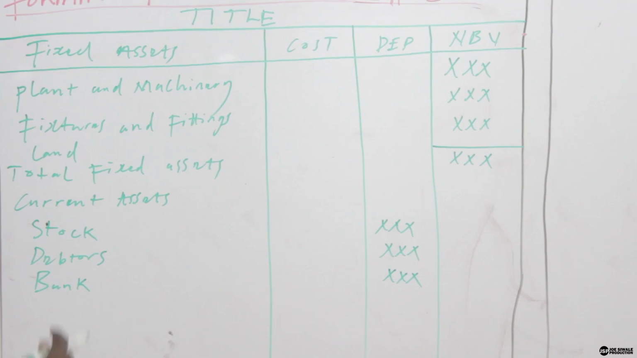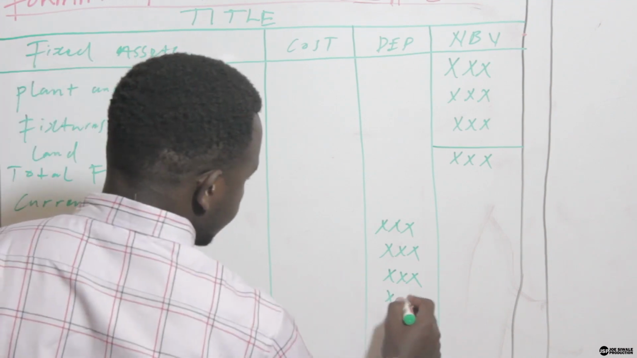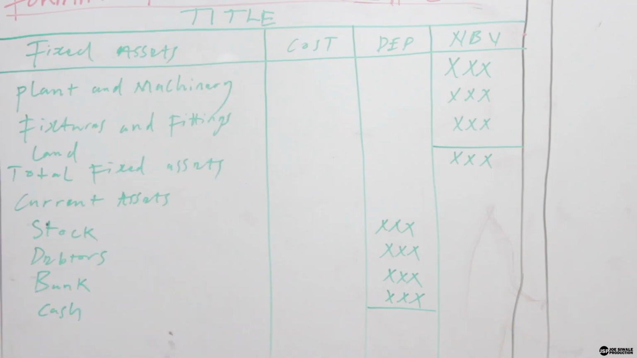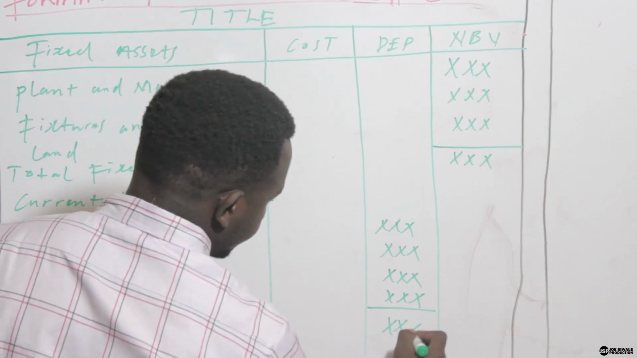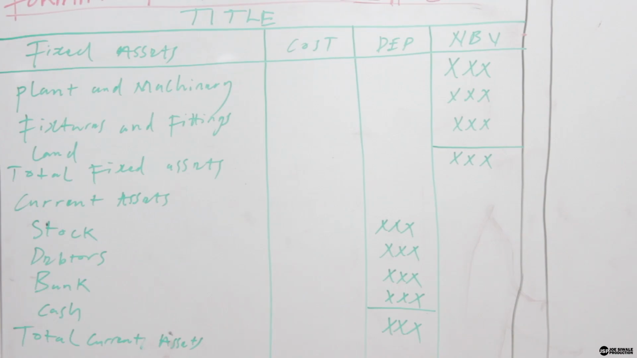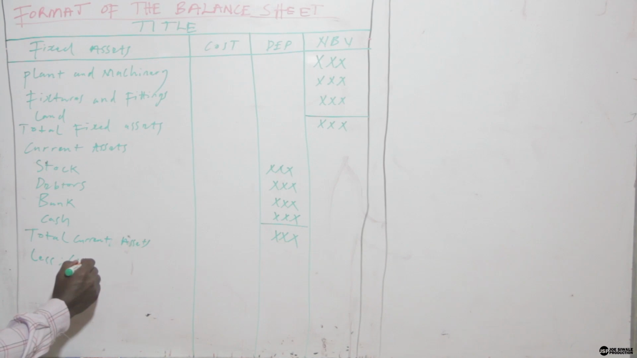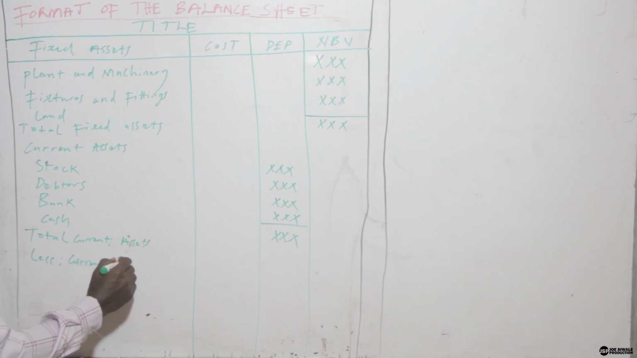Then we also have cash in hand. So this is going to be referred to as cash. So we can find the total there, and the total is going to be referred to as total current assets. Going to put our total here. Then we can say less current liabilities.